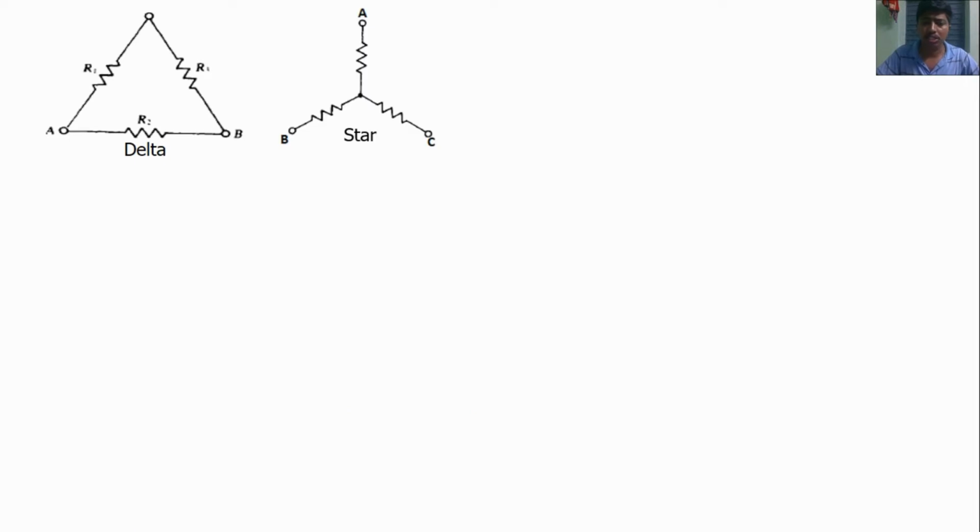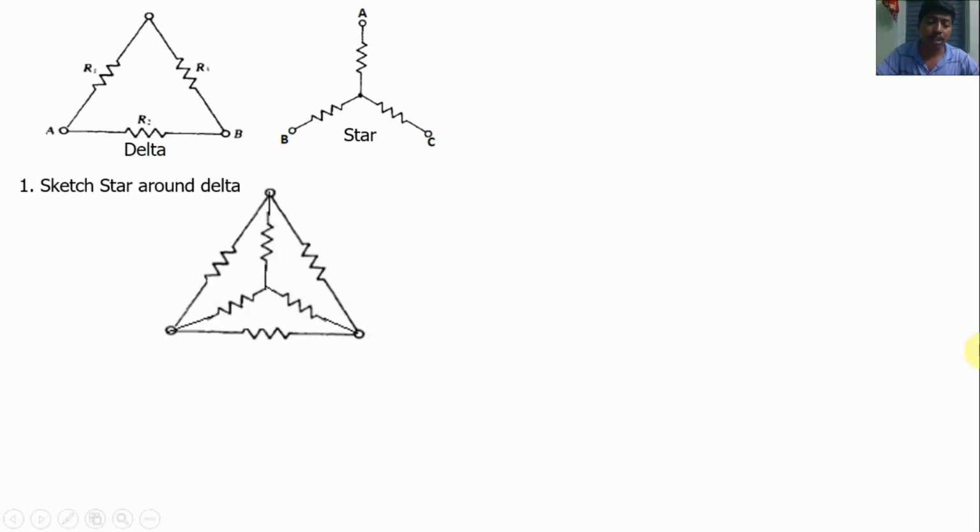This is delta. This is star. For delta to star or star to delta conversion, first sketch the star around the delta like in this diagram. The star should be inside and the delta should be outside. For concept understanding, I will represent the resistances. The delta resistances are Rx, Ry, and Rz. You may represent them with any letters. For star, the values are Ra, Rb, Rc.